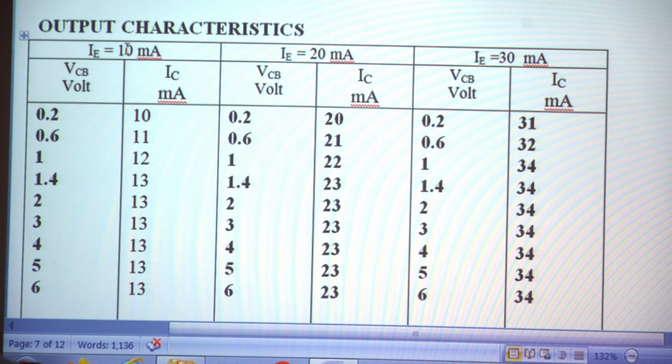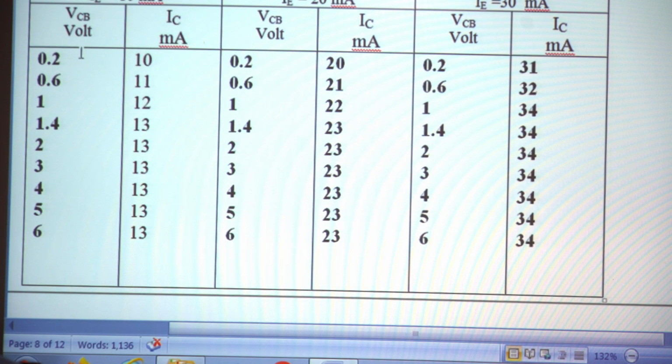Initially the emitter current is fixed as 10 milliampere with the help of the rheostat RH1. Then for the collector base voltage, say for 0.2 volt we obtain 10 milliampere, for 0.6 volt we obtain 11, similarly for 1 volt 12, and thereafter it is observed that the collector current remains a constant 13 milliampere. With these readings we can plot a graph between VCB and IC. That is the output characteristics.